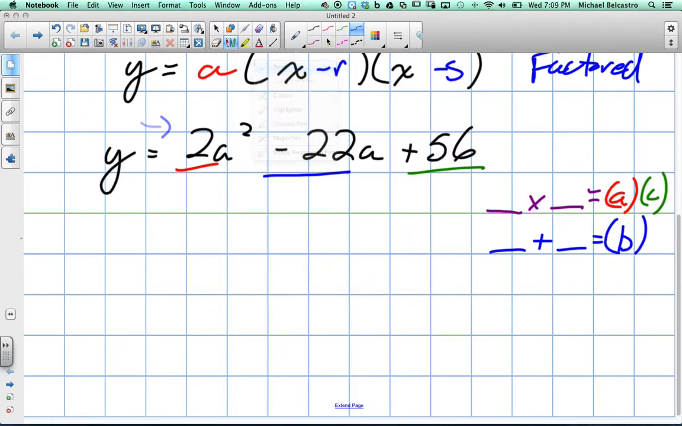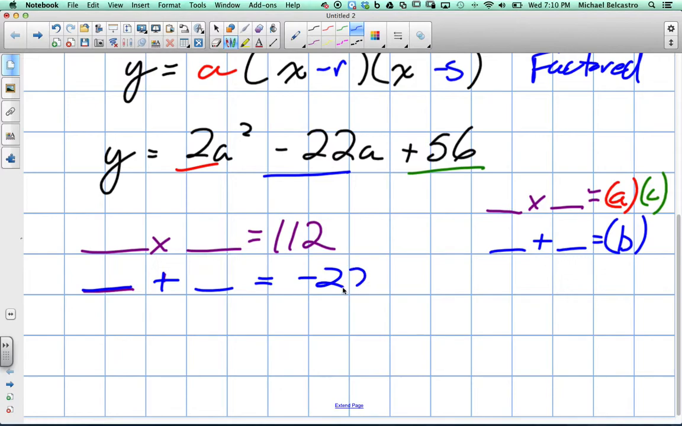So I need to set this up. I need two numbers that multiply to A times C. And this is where common factoring comes in handy if you do it beforehand, because it kind of reduces this number we're looking with. But A times C in this case is 2 times 56, which is 112. So two numbers that multiply to 112. That can be a hard one to find factors for. Those same two numbers, I guess we'll write in blue, need to add up to our B term, which is negative 22.